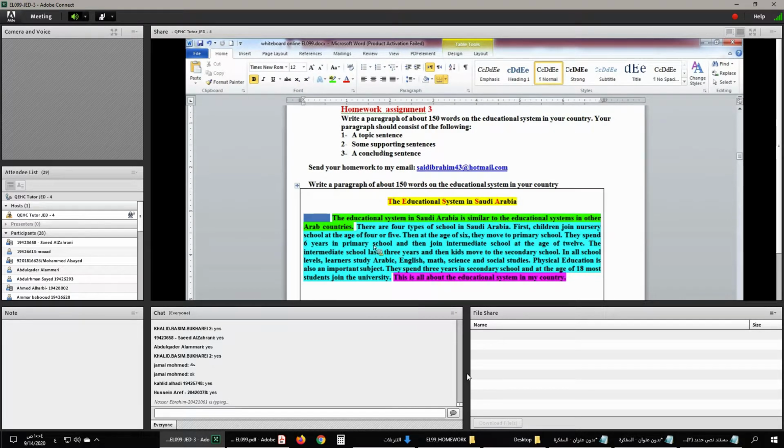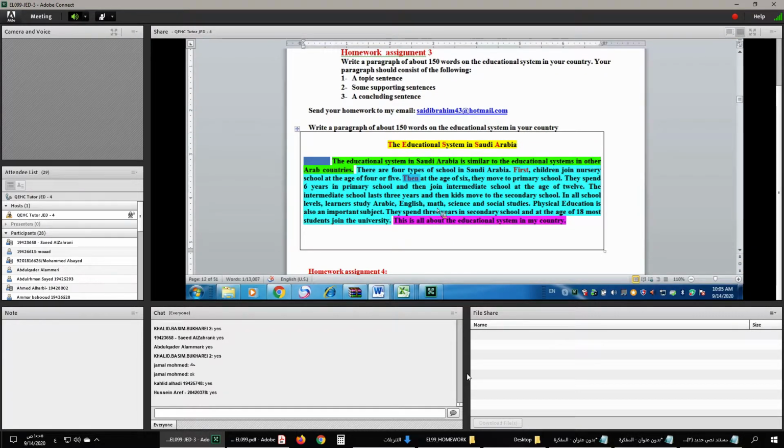and then you have some supporting sentences. There are 4 types of school in Saudi Arabia. First, children. So look here, we used a transition word, okay, which is first. First, children join nursery school at the age of 4 or 5. Okay, then is also a signal word or transition word.